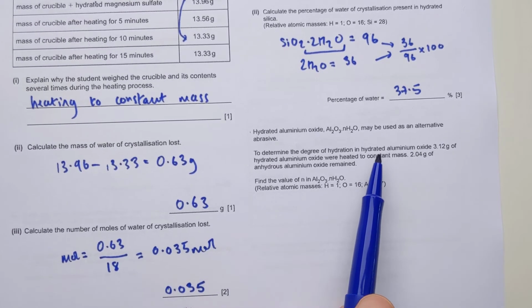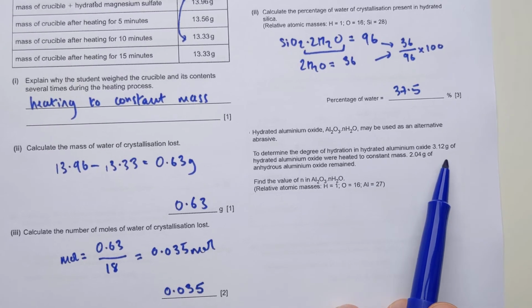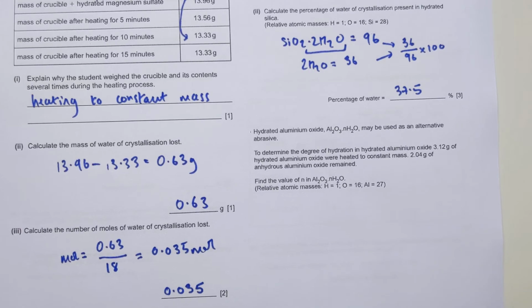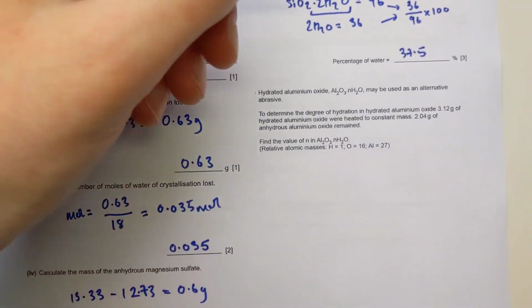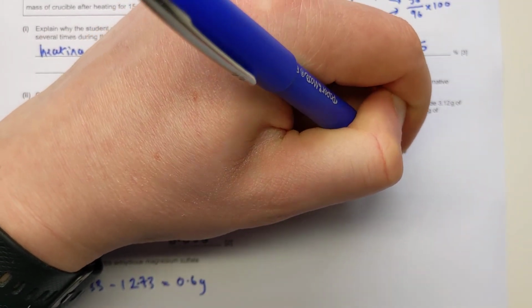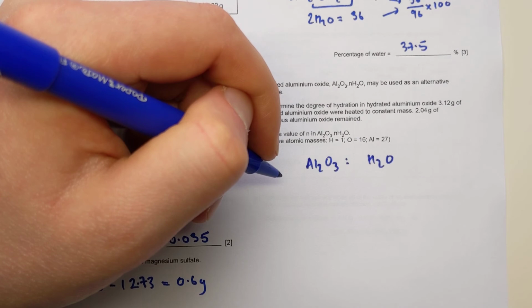So what you've got is hydrated aluminium oxide, 3.12 grams of it. You've heated it to 2.04 grams. So that's the 2 masses they give you. Again, laid out like I did before, I'm trying to get the ratio of aluminium oxide to water. So first of all, I need to work out the masses.